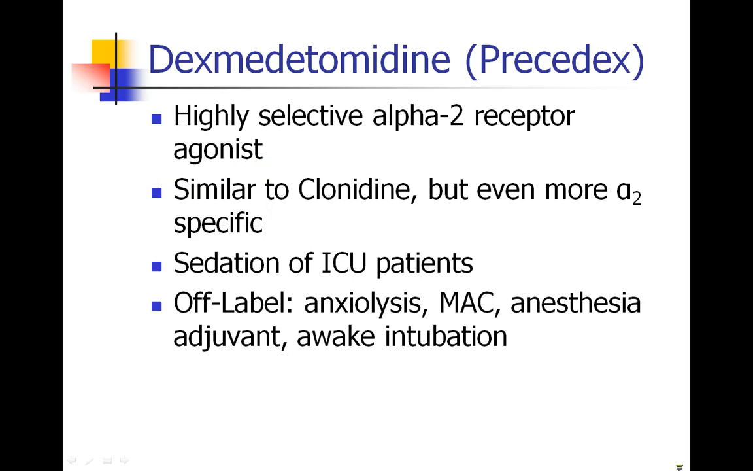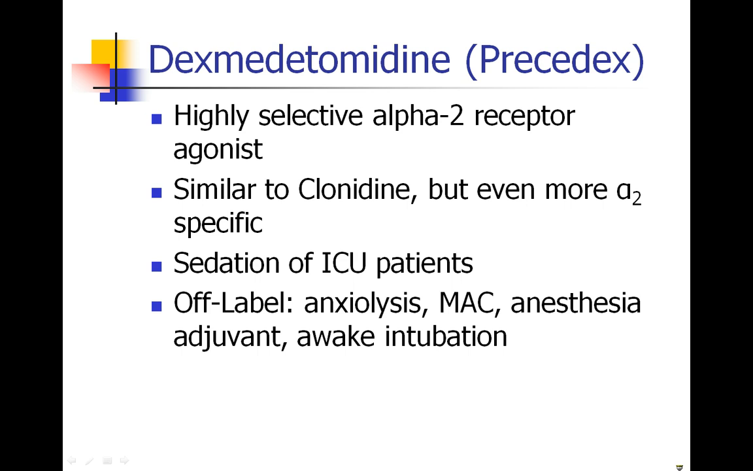The next sedation drug I'd like to discuss is dexmedetomidine, also known as Precedex. This is a totally different class of drug. It's actually an alpha-2 receptor agonist, and we're going to talk about this kind of drug and the whole autonomic nervous system later on in the semester. But for now, we'll just suffice to say that it's an alpha-2 receptor agonist. It's a lot like clonidine, which is also an alpha receptor agonist, but Precedex is even more alpha-2 specific.